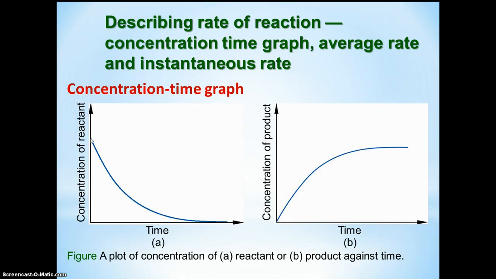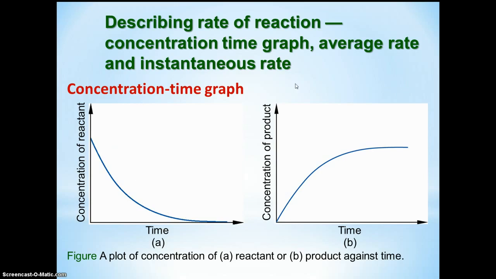At the very beginning, the concentration of the reactant is quite high. After some time, as time goes by, you'll notice the concentration of the reactant turns to 0 at the end. In this case, it's not dropping along a straight slope. It's dropping exponentially, so you'll notice it's a curve.